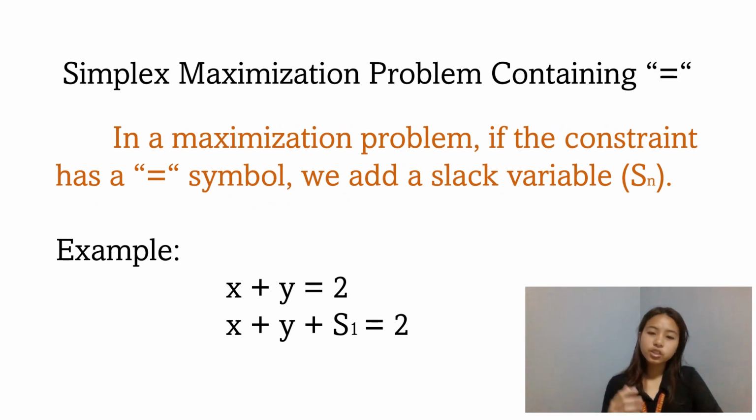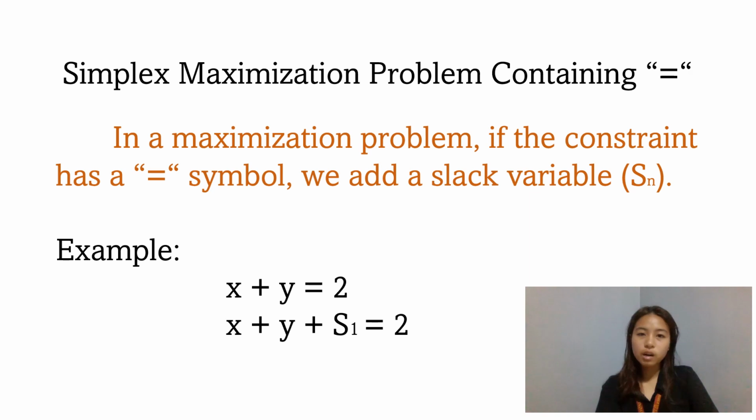Simplex maximization problem containing an equal symbol. In a maximization problem, if the constraint has an equal symbol, we add a slack variable, or S1. So for x plus y equals 2, if we add the slack variable, it becomes x plus y plus slack 1 equals 2.